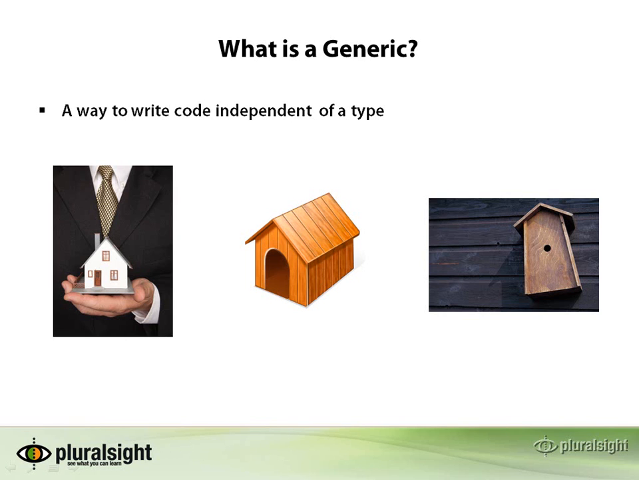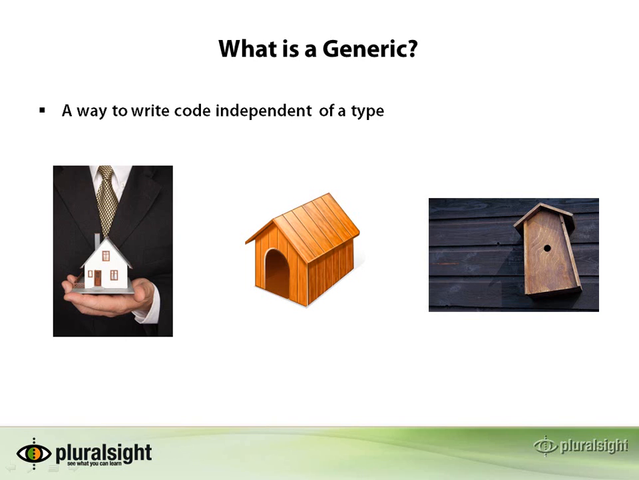What I mean by that is, if you look at this example below, you can see I've got some different kinds of houses. I've got what would typically be a person house. It's a small model version, but we could think of that as a human house. I've got a dog house here, and I've got a bird house.